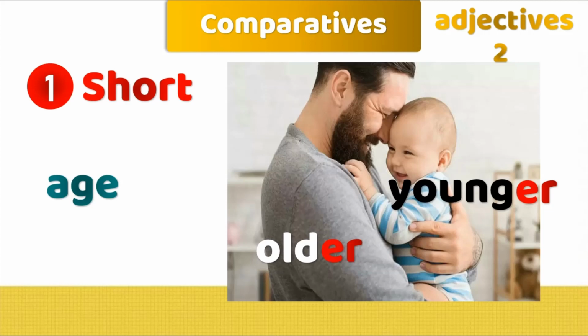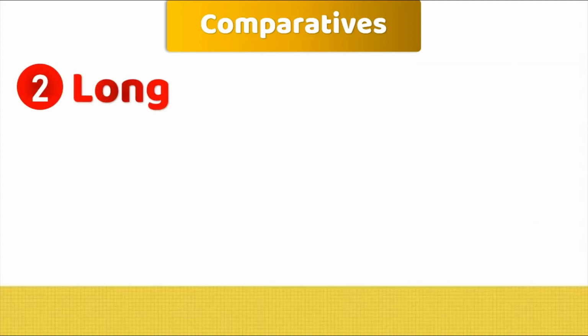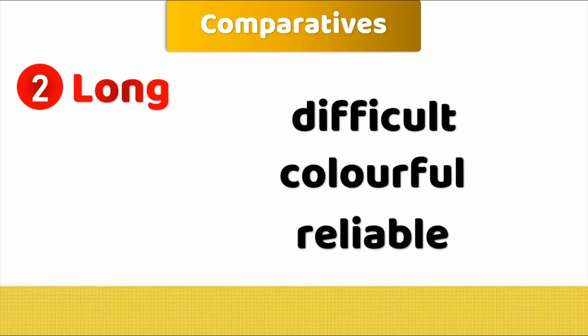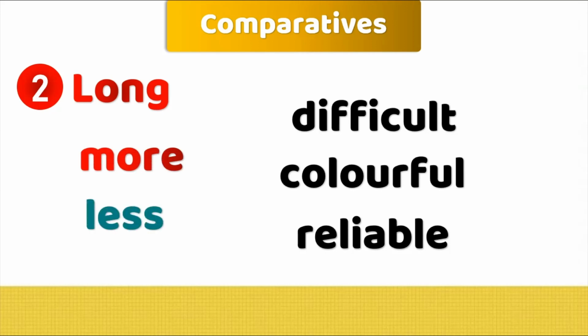So, what about the second type of adjectives? We have long adjectives like difficult, colorful, and reliable. Any long adjective in the English language falls into this category. Do we add ER? No, we don't add ER here. Instead, we use the word more or the word less. The word more gives a stronger meaning to the adjective and the word less makes it weaker. So we say more difficult or less difficult, more colorful or less colorful.